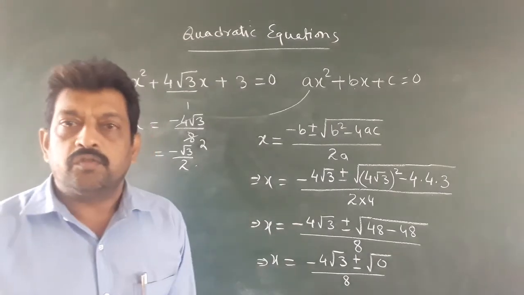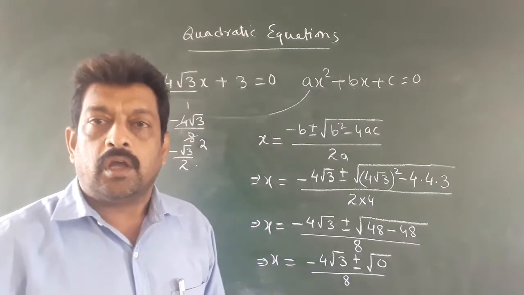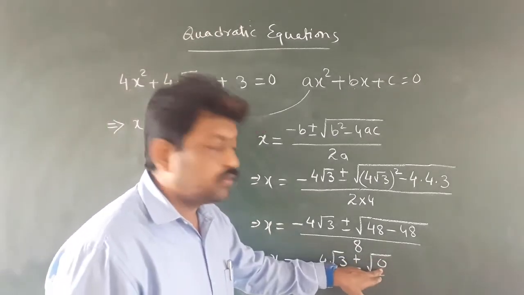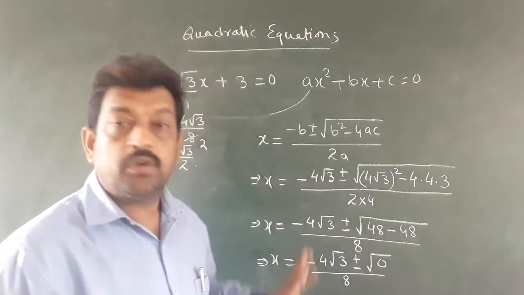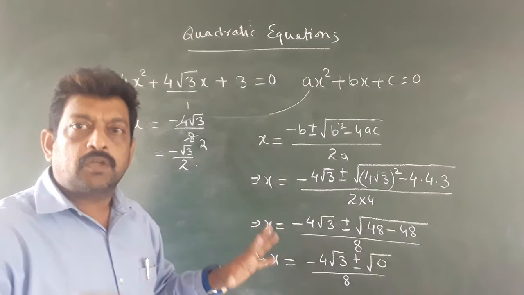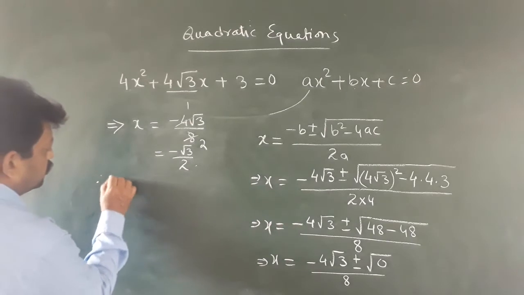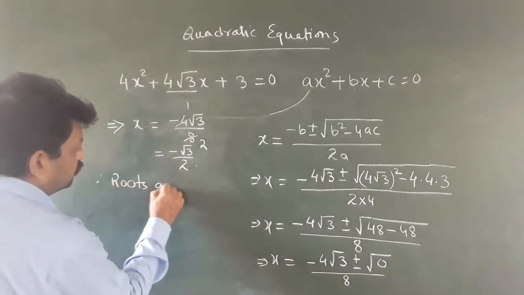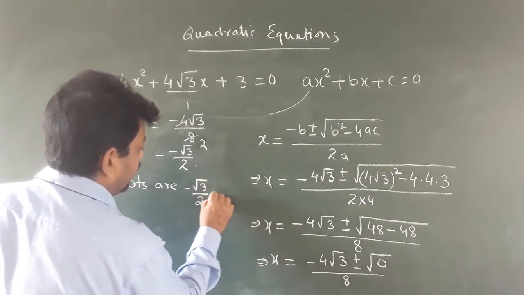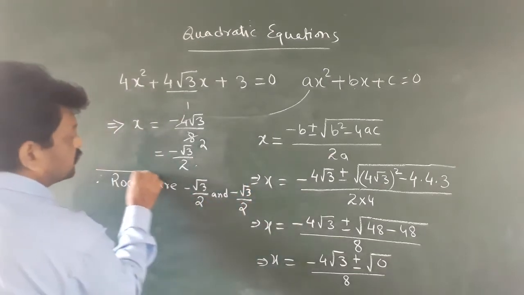Now since it is a quadratic equation and the root over portion is 0, and we know that in a quadratic equation there are two roots, since this part is 0, both the roots are same. So from here we are getting one value, the roots are repeated. We have to write the same value twice. Therefore the roots are minus root over 3 upon 2 and minus root over 3 upon 2. This is the answer.